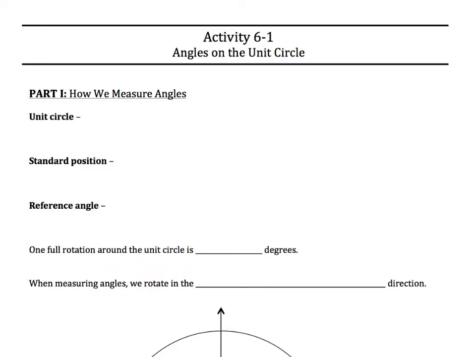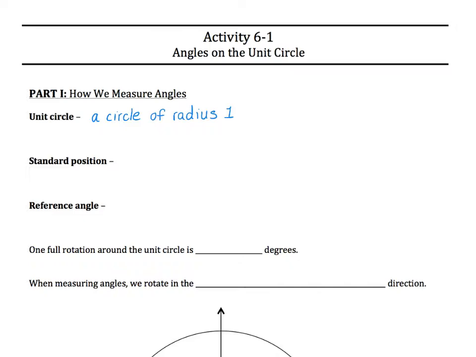A unit circle, by definition, is a circle with a radius of 1. So we're going to write that in, and then we'll put some labels on our picture beneath. And that makes sense, right? Unit circle, circle with radius of 1 unit.